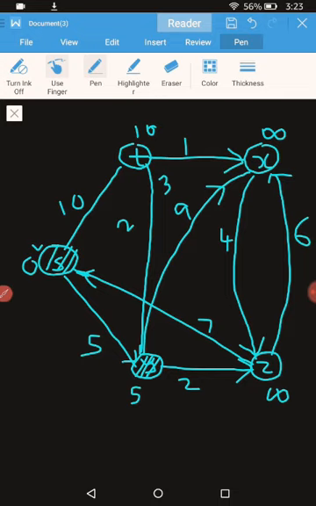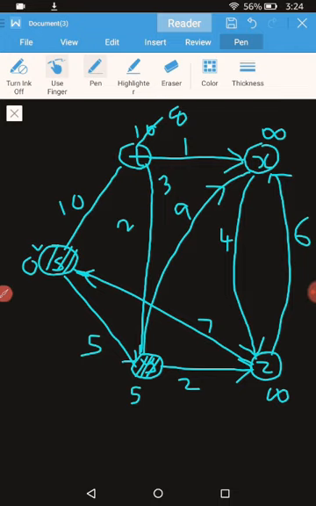Considering t, it currently has weight 10. Through y, what is the weight to t? The distance of y from source is 5, plus from y to t the distance is 3. So 5 plus 3 we get 8. 8 is lesser than 10, so we write the new distance as 8, replacing the value 10 by 8.